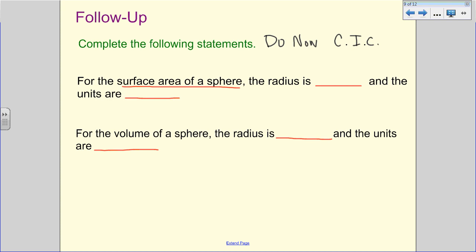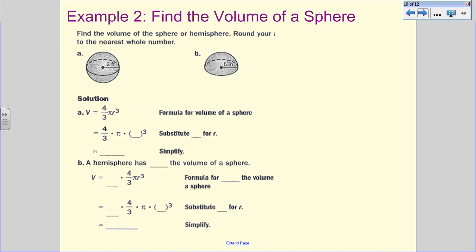All right, so now let's get to some examples. Let's find the volume of spheres. We have the volume of a sphere, and then this is what a hemisphere is. It's half of a circle. And we're going to round our answers to the nearest hundredth.